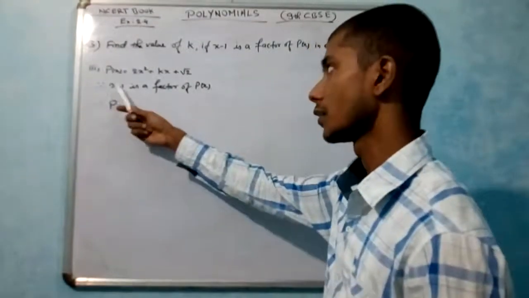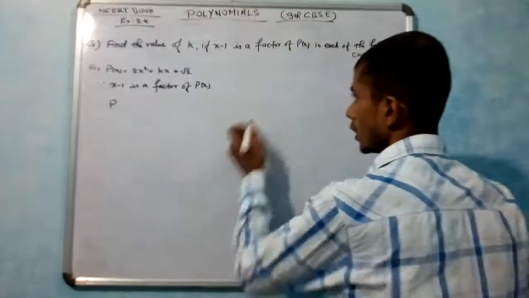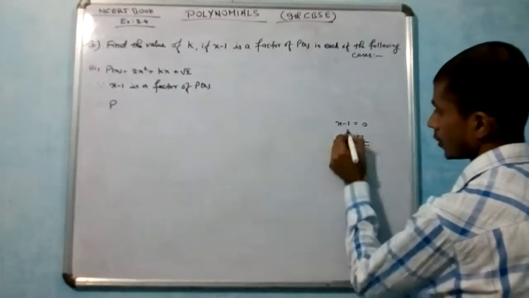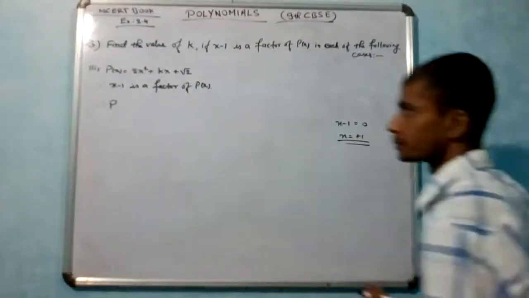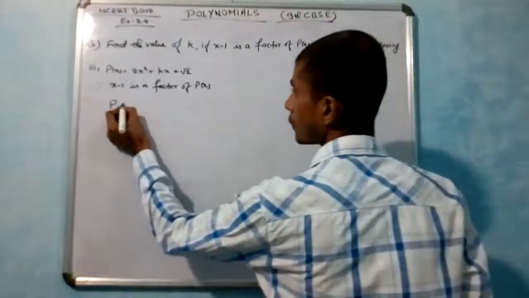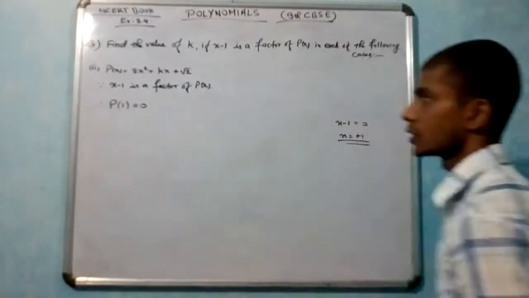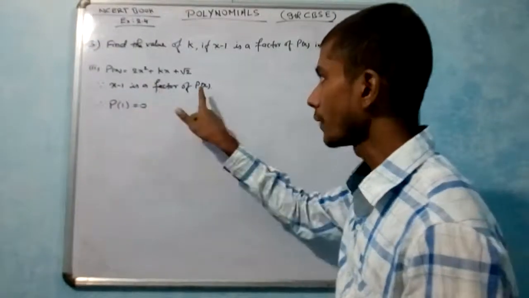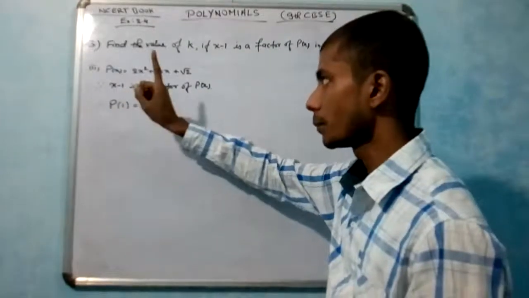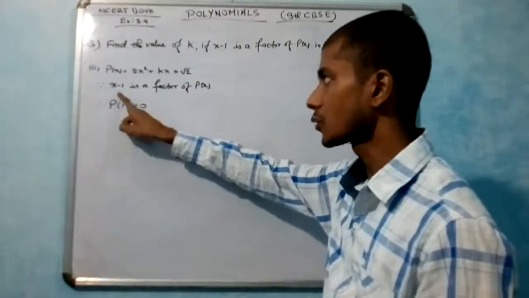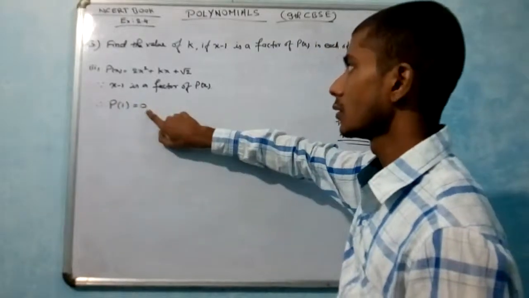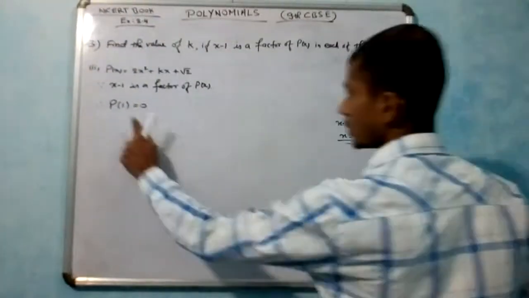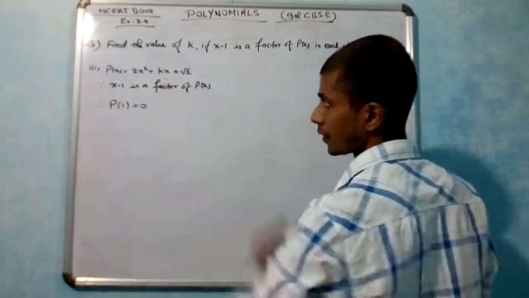Same thing, opposite sign, no? If I put x minus 1 is equal to 0, then x is equal to plus 1, opposite sign of this. That will be the zero. So p of 1 must be equal to 0. Why? Because x minus 1 is a factor of p(x) and the zero of x minus 1 is plus 1. That's why p of 1, which is actually equal to the remainder, must be equal to 0. And this equation we need to solve. Simple, we will get the value of k.